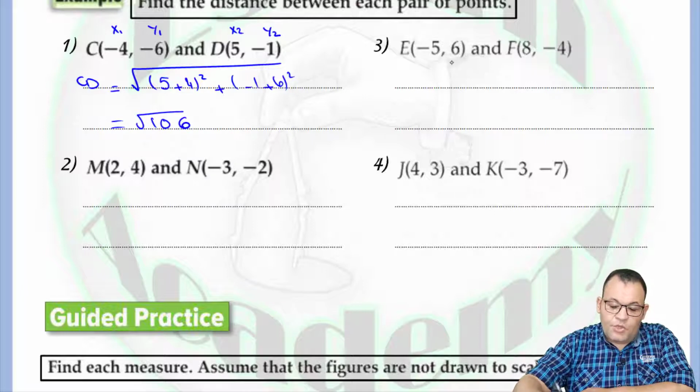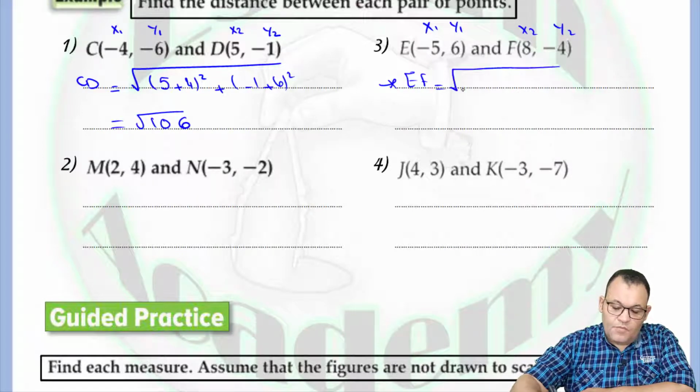In the same way, we need to find the length of EF. At first, that will be x1, y1, x2, y2. It doesn't matter if you start from E or F, but the main point is that if you start from E, it will be x1, y1. If you start from F, it will be x2, y2. So the length of EF will be the square root of 8 minus -5, which is plus 5, to the power 2, plus -4 minus 6 to the power 2.